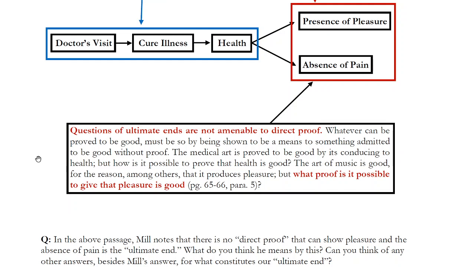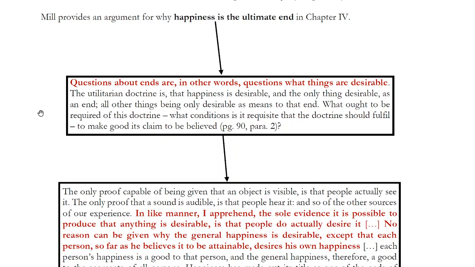And so this is his point. He says, really, there's no way I can directly prove to you that pleasure is in fact a good thing. I can't directly prove to you that the absence of pain is a good thing. So what reason do we have to think that those are the only things desired as ends? So on this point, the first thing that Mill tells us we need to notice is that when we're asking the question of what is desirable in itself, what is intrinsic value, what is valued as an end, we are asking a question about what things are desirable. He tells us questions about ends are, in other words, questions about what things are desirable.